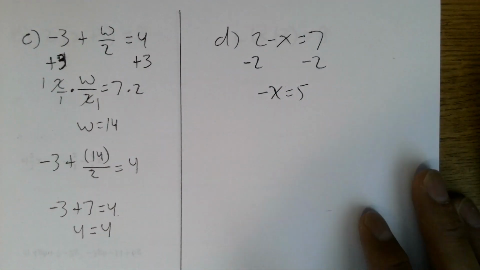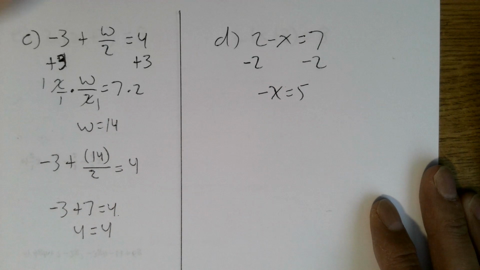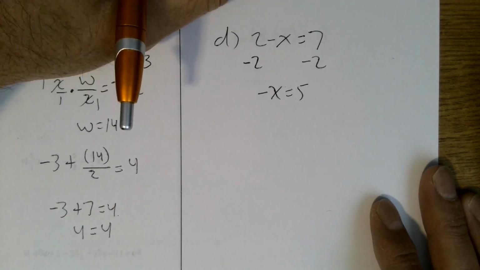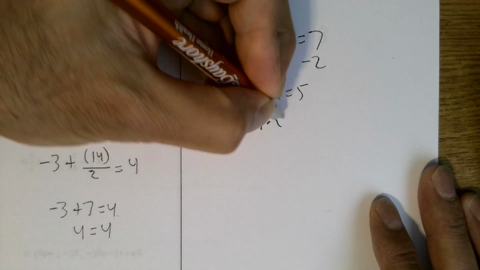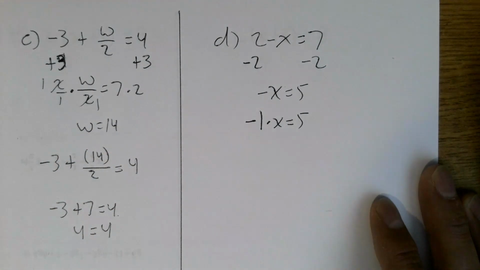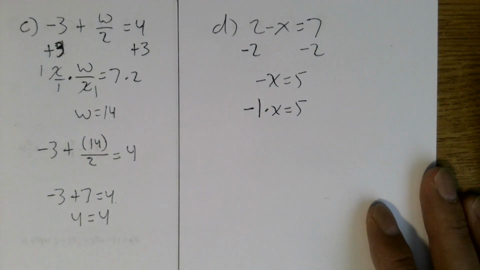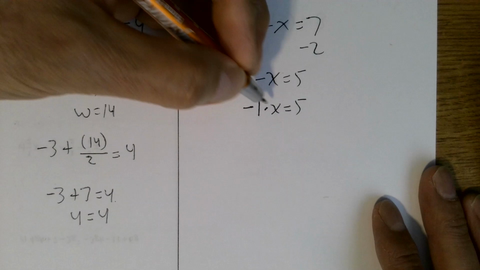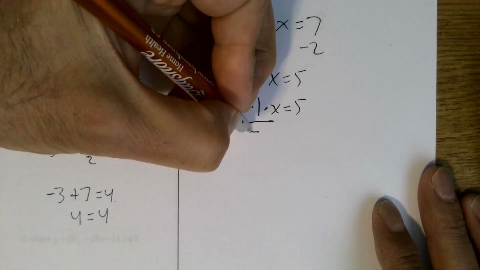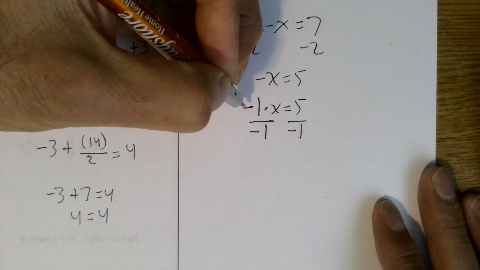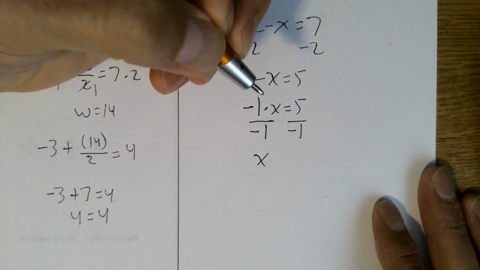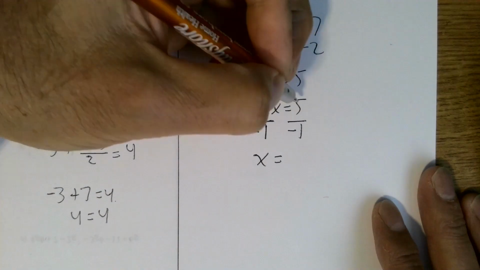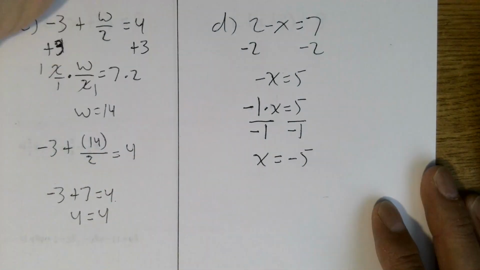This can mess you guys up sometimes. You don't really always remember what negative x means. I'm going to remind you guys that negative x is the lazy way of writing negative 1 times x equals 5. And now it's easy to see that if we want 1 times x, we're going to have to divide both sides by negative 1. Negative 1 divided by negative 1 is 1, so this is just 1x or x. And on the other side, 5 divided by negative 1 is negative 5.